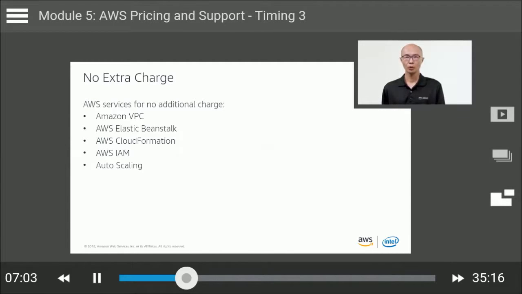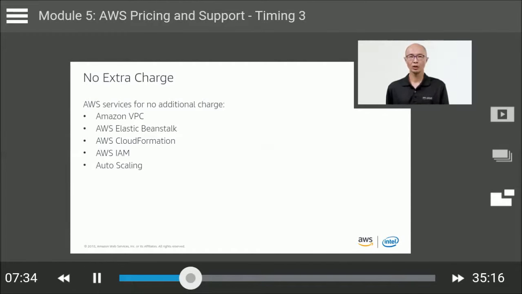AWS IAM controls your users' access to AWS services and resources. Auto-scaling automatically adds or removes Amazon EC2 instances according to the conditions you define. With auto-scaling, the number of Amazon EC2 instances you are using increases seamlessly during demand spikes to maintain performance and decreases automatically during demand lulls to minimize costs.